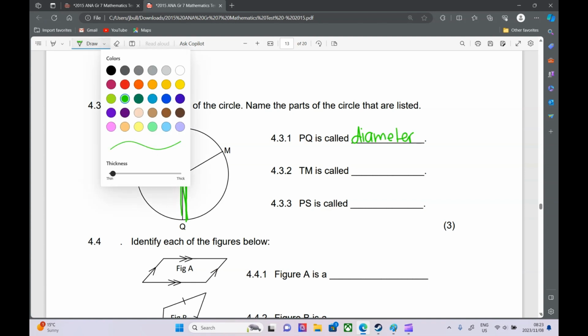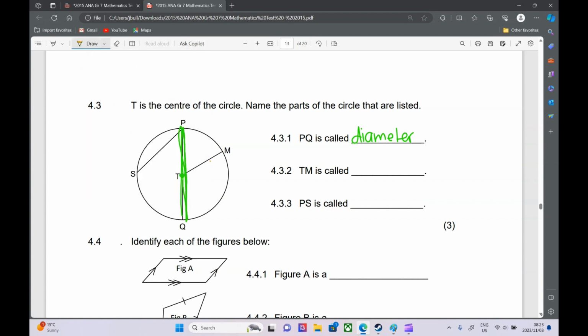TM then. So TM passes from the center halfway. So if it's like that, if it's halfway, it is the radius. It is half of the diameter. And then finally, PS. So PS is this line here. It doesn't pass through the center, and that one is called a chord. Okay, so three easy marks if you know your theory, but you have to know those because otherwise you're not going to just magically come up with them.